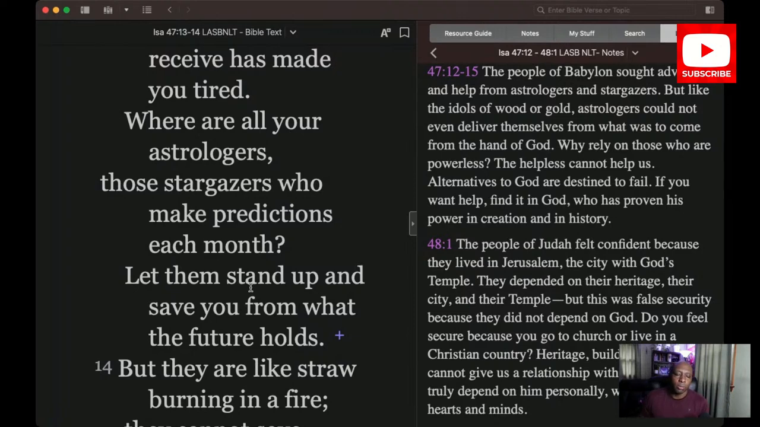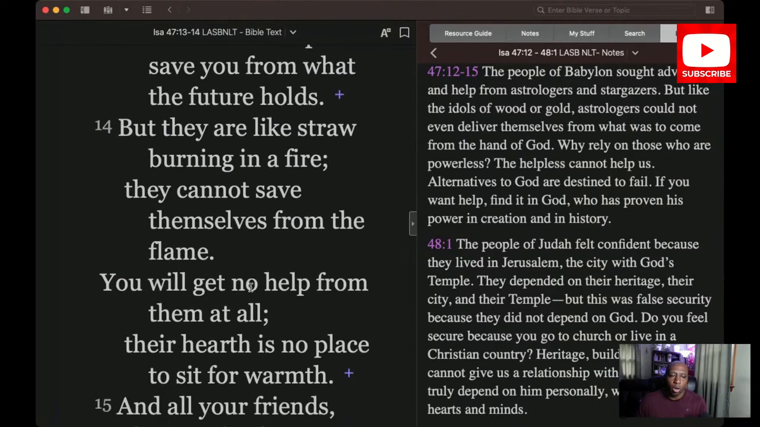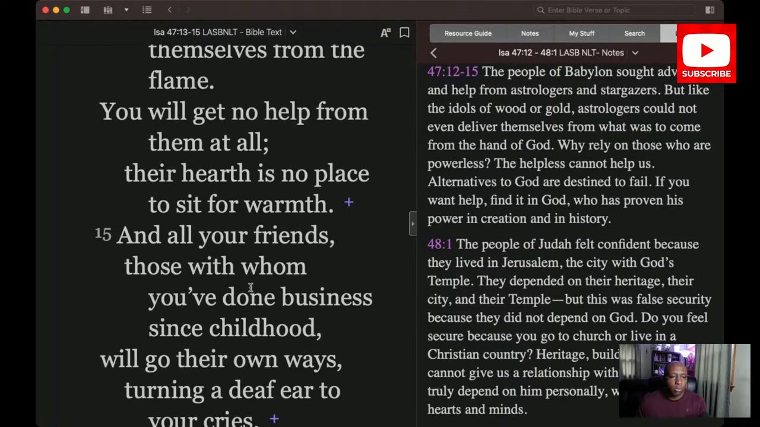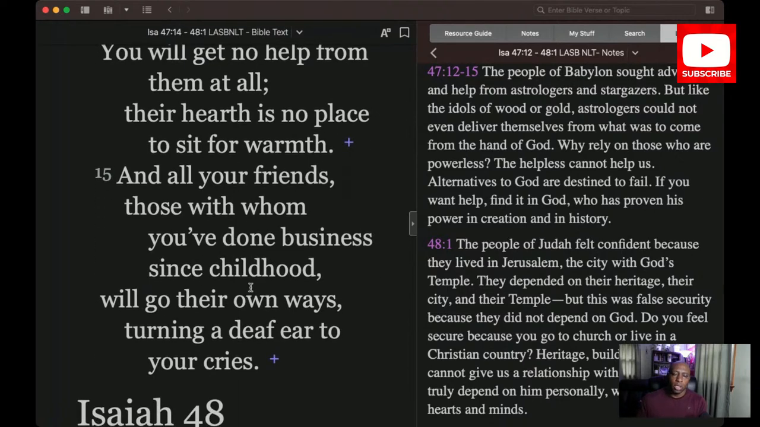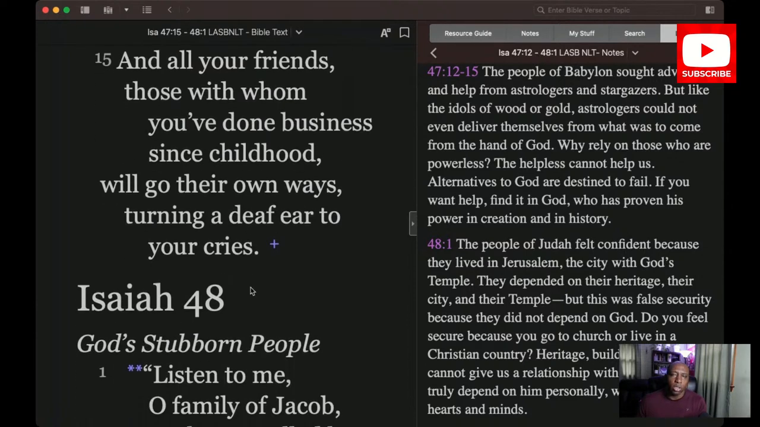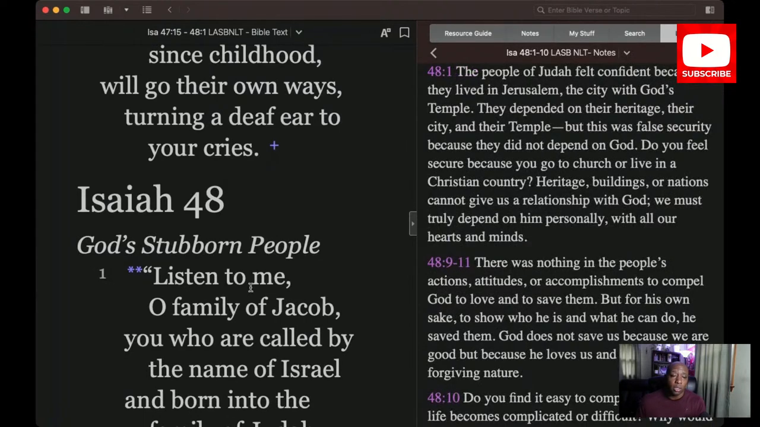Let them stand up and save you from what the future holds. But they are like straw burning in a fire. They cannot save themselves from the flame. You will get no help from them at all. Their hearth is no place to sit for warmth. And all your friends, those with whom you've done business since childhood, will go their own ways, turning a deaf ear to your cries.